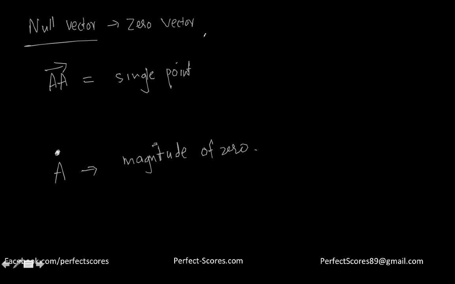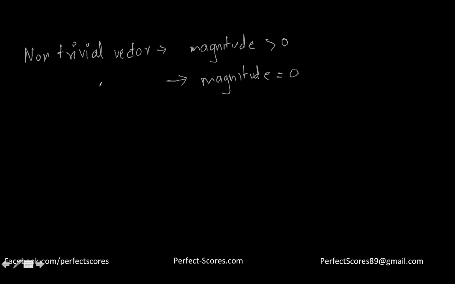Now let's talk about trivial and non-trivial vectors. What do you mean by a non-trivial vector? A non-trivial vector is a vector which has a magnitude greater than 0. If the magnitude is equal to 0, then that vector would be called a trivial vector. So as you can see, the zero vector is actually a trivial vector. That is something we have done.